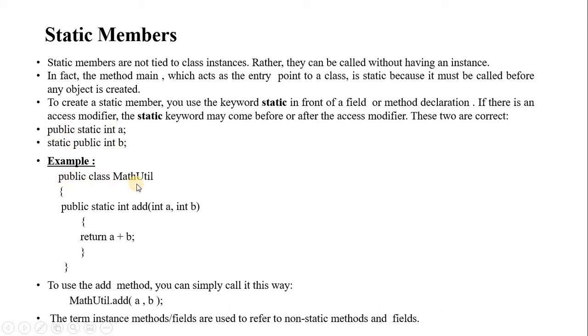Let's see one example here. We have mathUtil as a class name, in which we have a static method, public static int add. Add is the method which returns an integer value, and has two integer parameters, a and b. It just returns the sum of these two numbers. So this add method is a static method. How are we going to call the static method? For calling any static method, we use the class name, put the dot, then directly call the method. That means without creating an instance or an object, we can call the method.